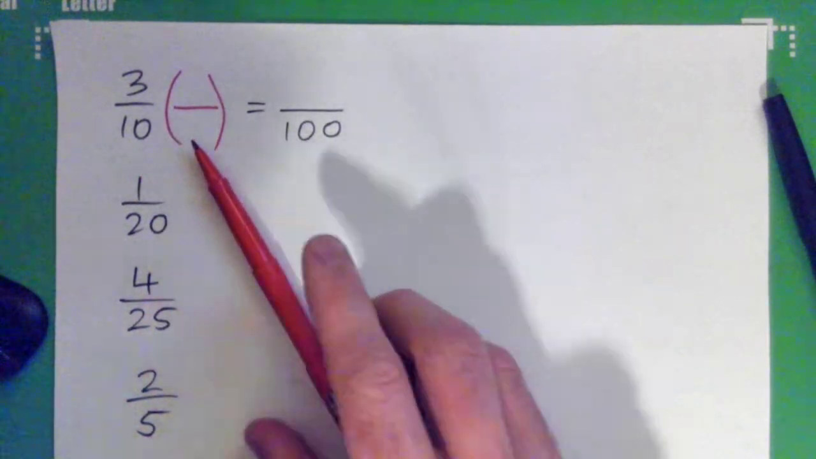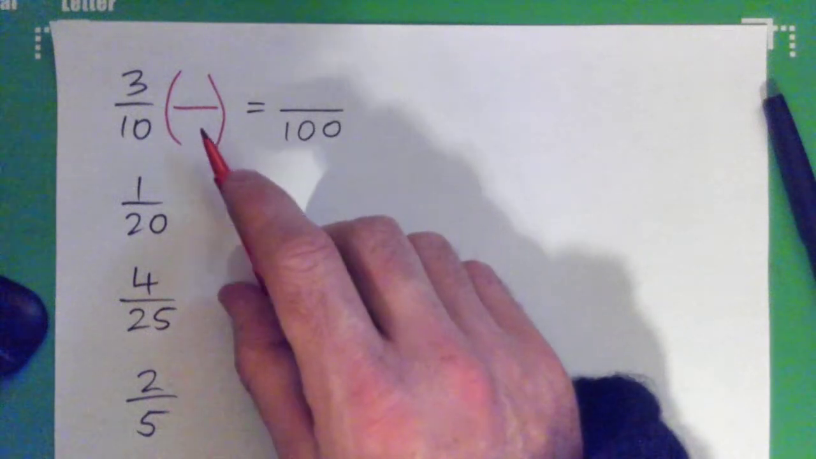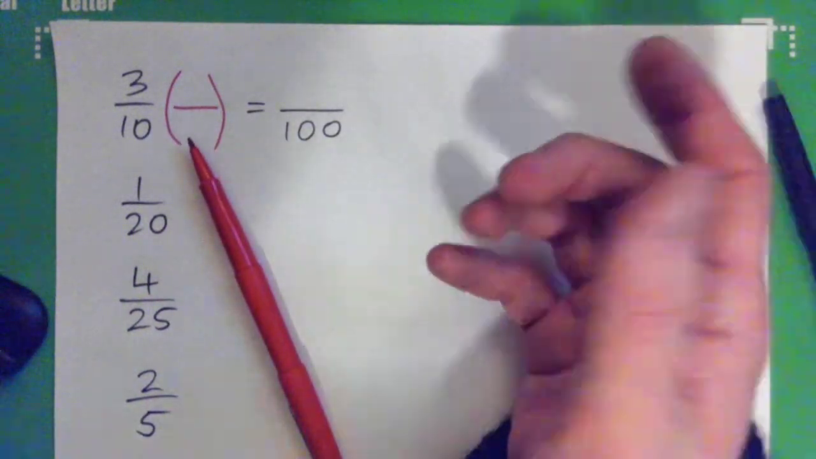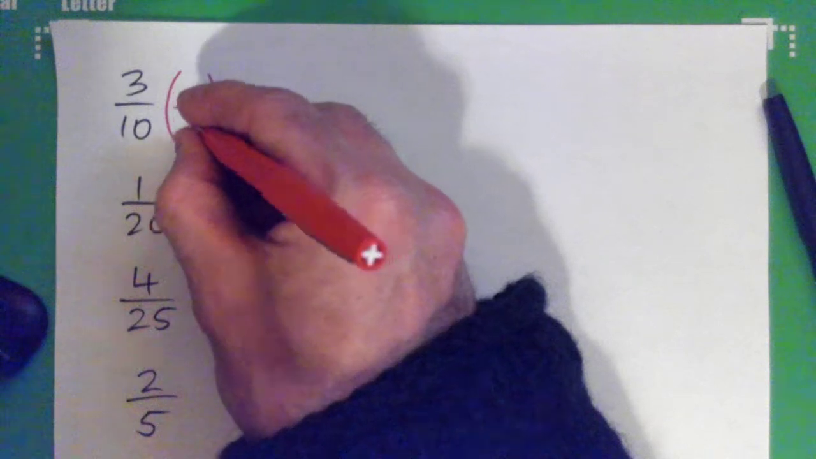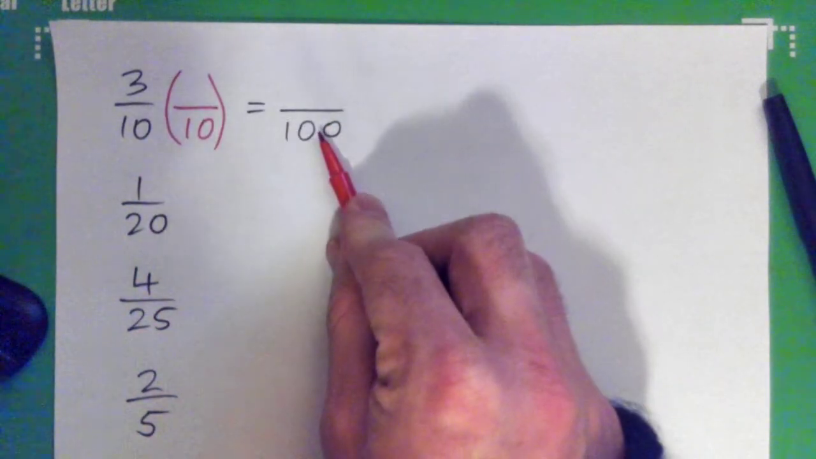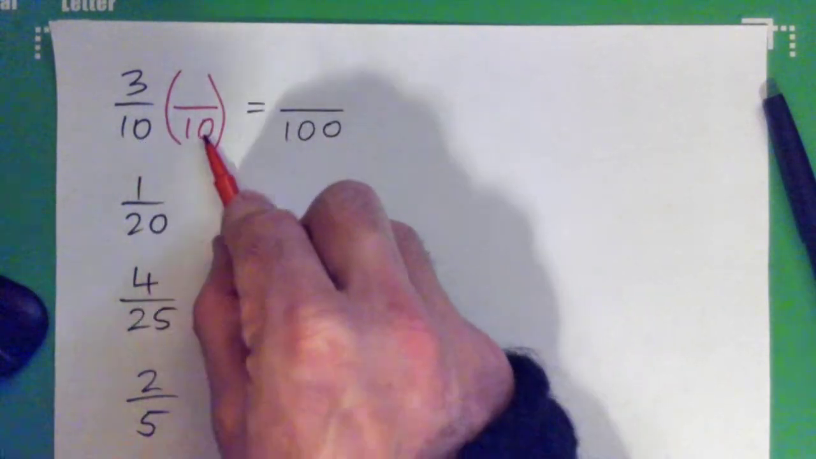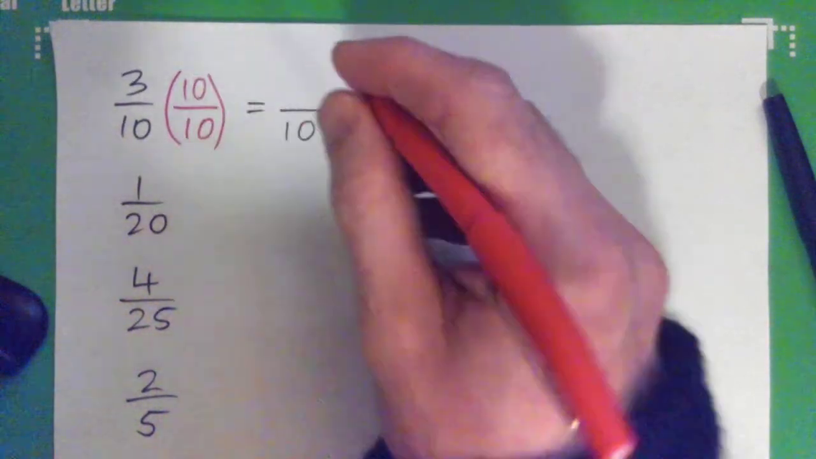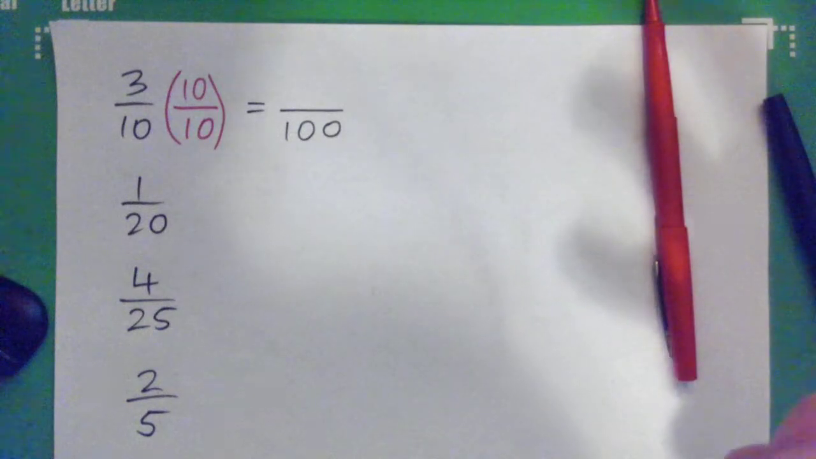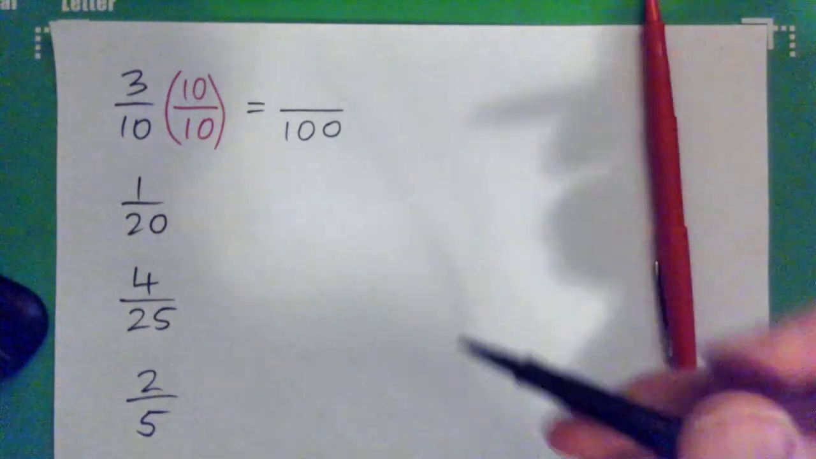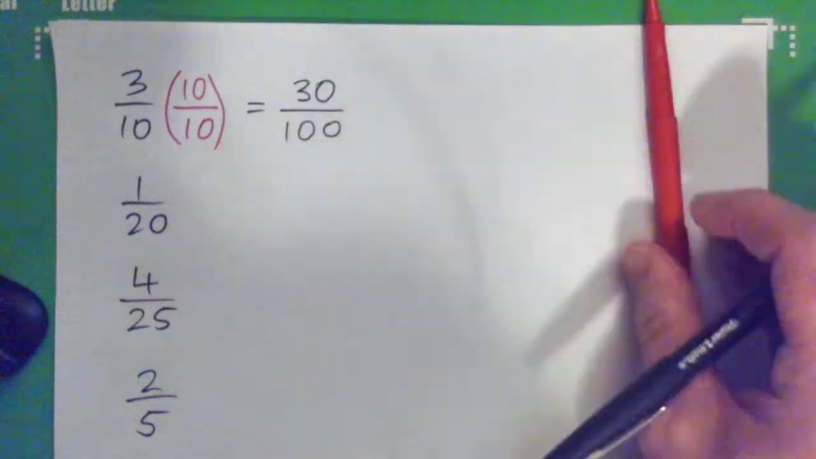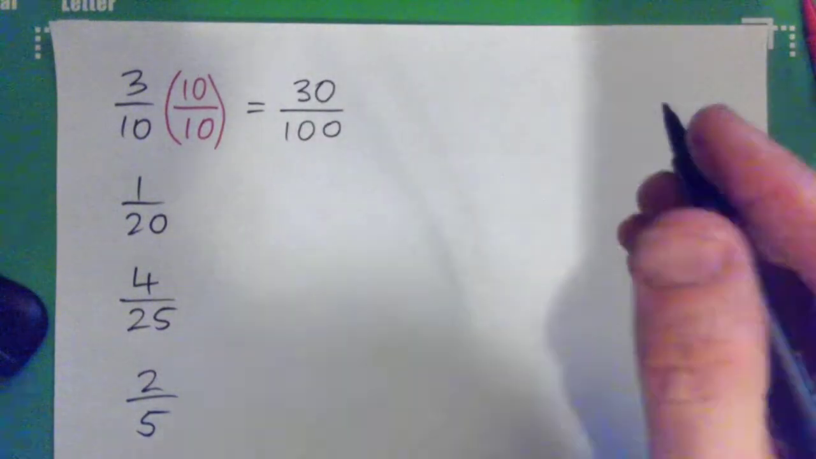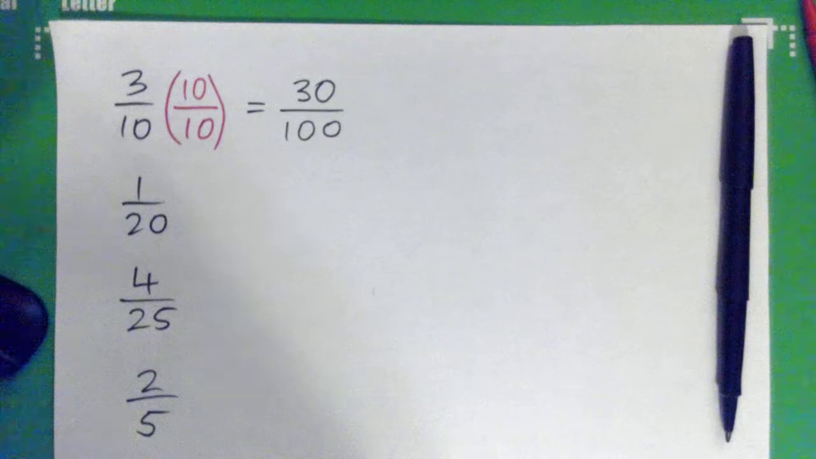Well, 10 times 2 would be 20, 10 times 4 would be 40. But you might think 10 times 10, 10 times 10 is 100. And so if I multiply the bottom by 10, I must also multiply the top by 10 so that I get the same quantity. It is 30 over 100. And a key point here is that we went from 3/10 to 30 hundredths, okay?